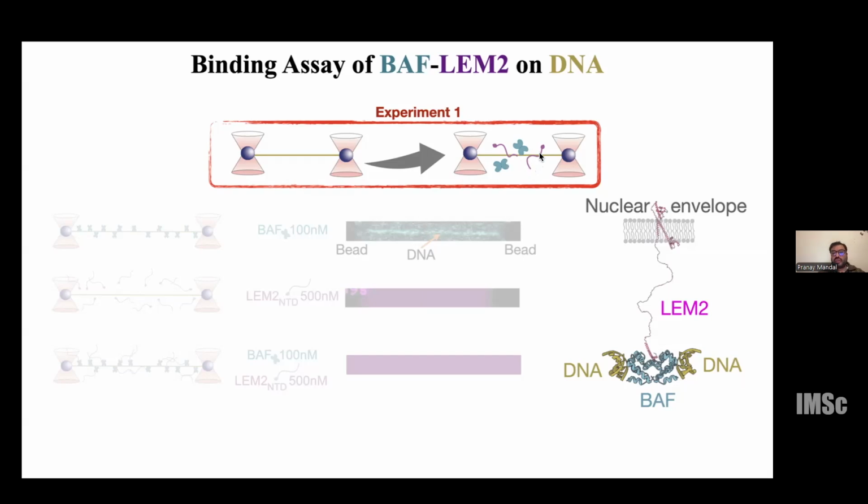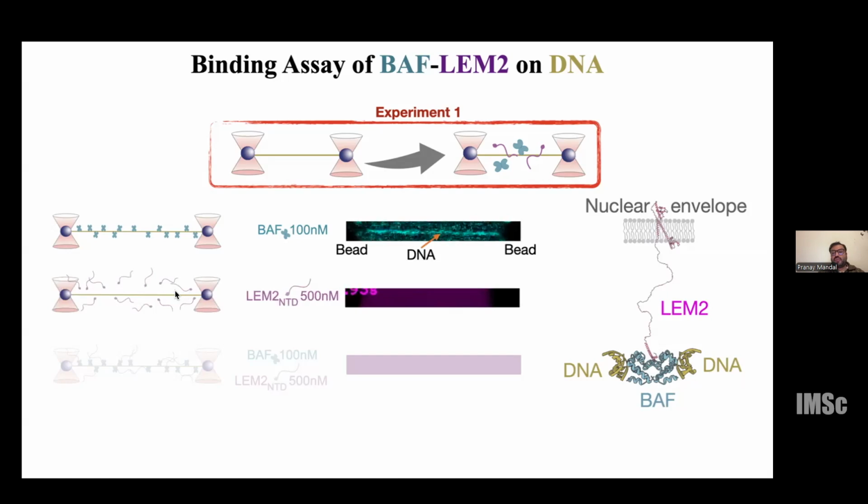So first we wanted to establish this binding assay protocol and check how these proteins actually bind to the DNA. The first thing that we added was BAF, and you can see that BAF binds to DNA, and this cyan, the whole DNA is getting coated with these BAF molecules. And then we added just LEM2 proteins, and as I explained, LEM2 on its own cannot bind to DNA, and we don't see any signal on the DNA.